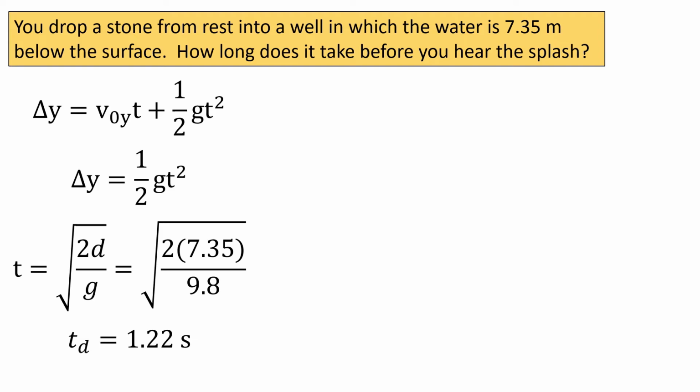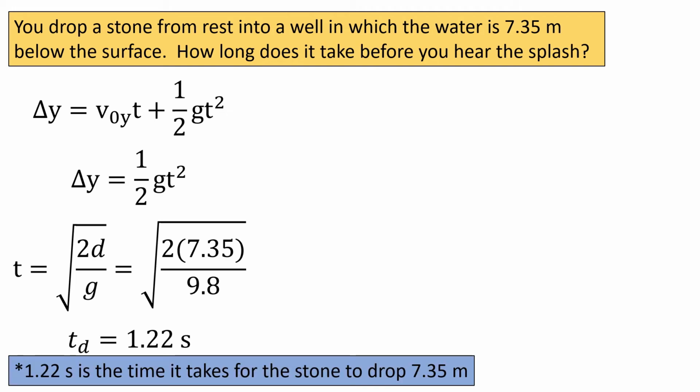But how much time it takes for me to hear the splash is not equal to 1.22 seconds. It's close, but not quite, because after the rock hits the water, it then will take time for the sound wave to travel up the length of the well. So 1.22 seconds is the time it takes for the stone to drop that 7.35 meters, but I'm not quite done yet. In order to find the time it takes for the sound to come back up, that sound wave is not affected by gravity. It's just distance divided by time. Those sound waves are traveling at a constant speed.